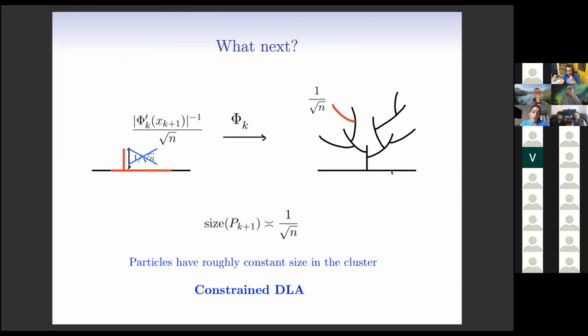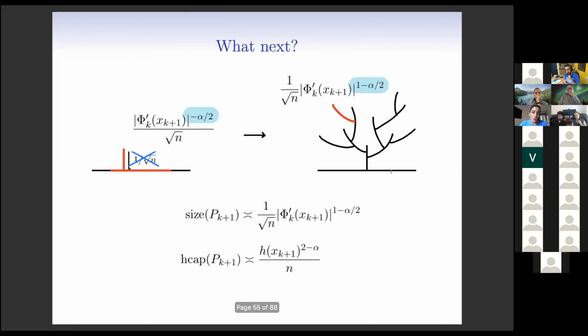And Hastings and Levitov propose to modulate the compensation that we're introducing for the conformal distortion via an exponent alpha. So they say we could attach particles whose size is inversely proportional to a power of the distortion factor, and that power will be denoted by alpha over 2. And so this will give us particles in the actual cluster with size given by the distortion factor to the power of 1 minus alpha over 2, divided by square root of n.